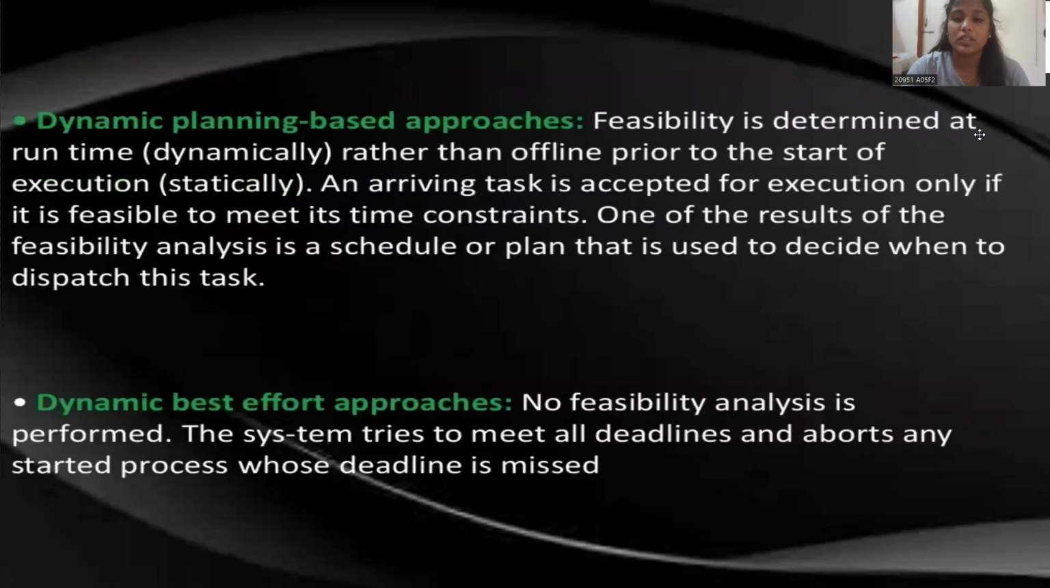Dynamic planning-based approaches: feasibility is determined dynamically at runtime rather than offline prior to the start of execution, which would be static. An arriving task is accepted for execution only if it is feasible to meet its time constraints. One of the results of the feasibility analysis is a schedule or plan that is used to decide when to dispatch this task. Dynamic best effort approaches: no feasibility analysis is performed. The system tries to meet all deadlines and aborts any started process whose deadline is missed.